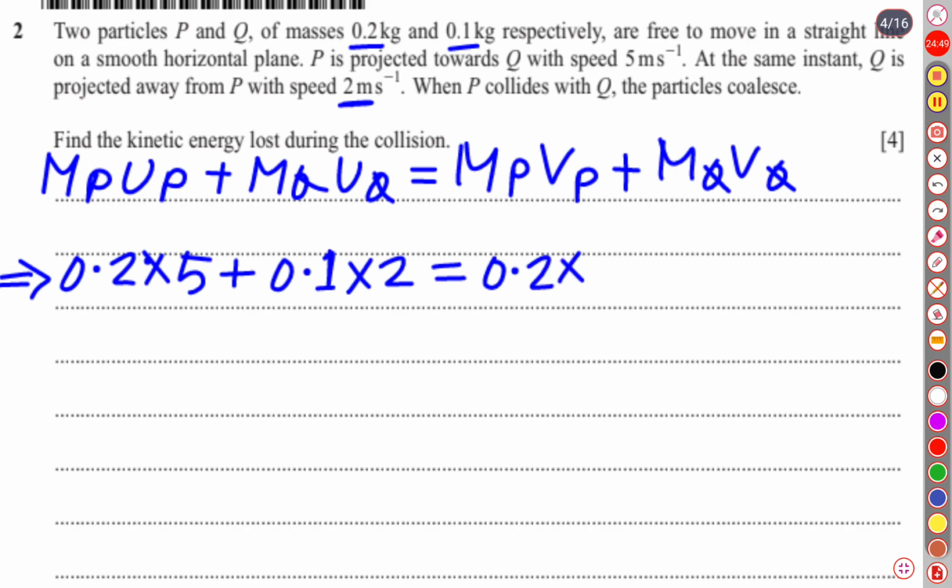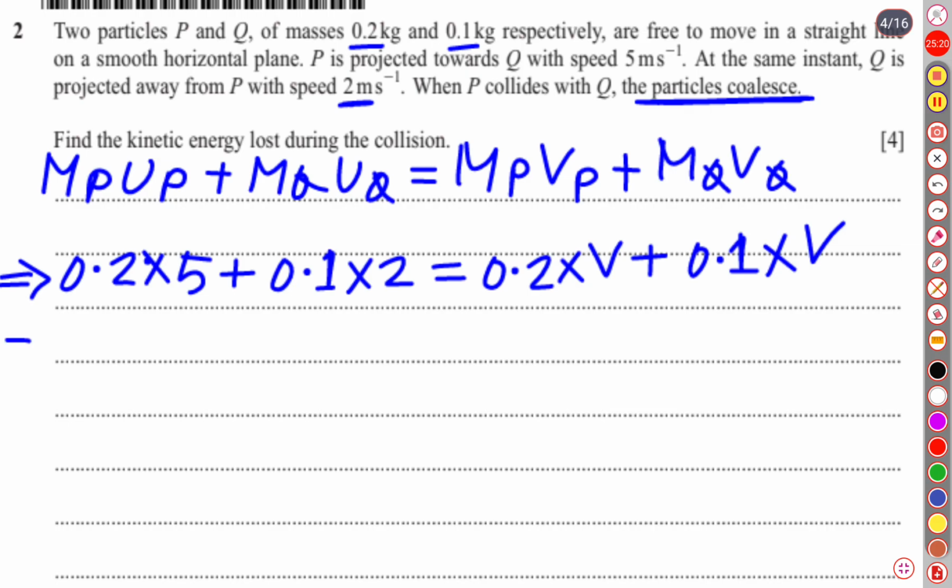and the final velocity after the collision. Look at this, the particles coalesce, meaning both of them move together as one single particle. That's why it is neither P nor Q, we are simply going to find the final velocity as V. And the mass of particle Q is 0.1, as both of the particles coalesce, so their velocity is also the same.